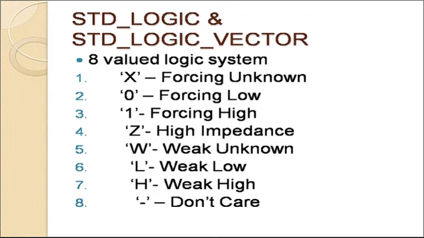There is another example. It is also a predefined enumerated type of the language, that is std logic and std logic vector. Earlier, the bit example we saw has only 2 values, whereas std logic has 8 values. You can see all these 8 values: capital X, forcing unknown; 0, forcing low; 1, forcing high; Z, high impedance; W, weak unknown; L, weak low; H, weak high; and hyphen, don't care. These are the different values associated with the type std logic.